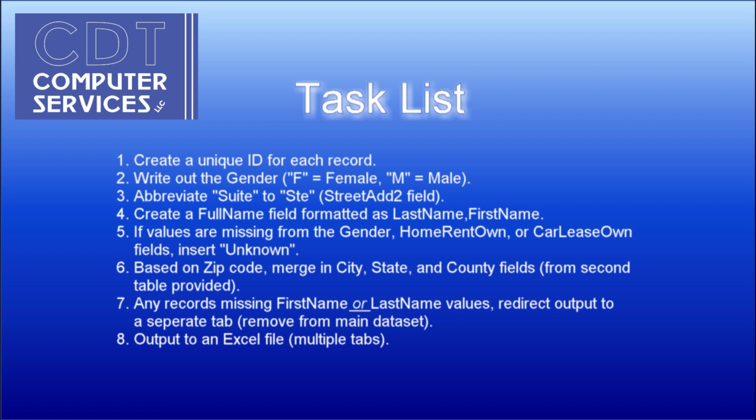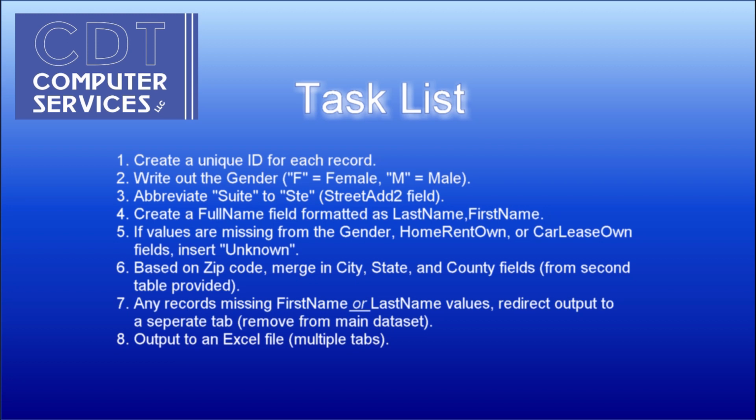Number three, abbreviate suite in the street add to field to STE. So that sounds like there is a street add to field with suite numbers, and suite, S-U-I-T-E, is spelled out. We need to abbreviate that to STE. Number four, create a full name field formatted as last name, comma, first name. We need to create a new field by combining the first and last names. Easy enough.